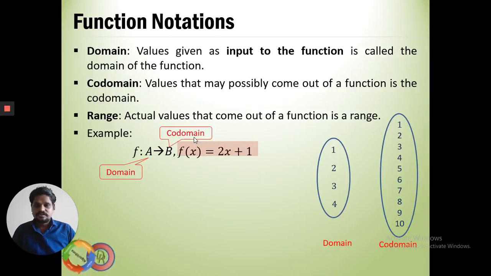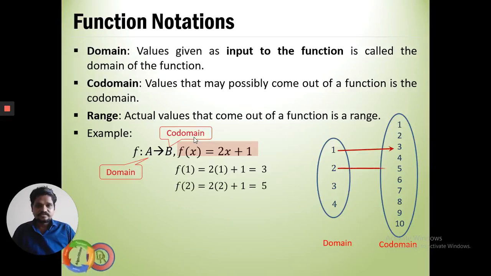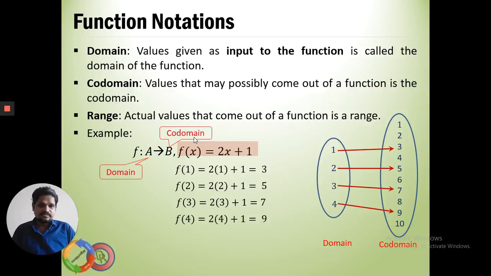So it is simplified to say here A is the domain, B is the codomain, because the function or relation is mapped from A to B. Now we will see how the function maps. If it is 1, then it will be 3; 2, then 5; 3, then 7. On the right-hand side, we are covering the range. Now 4 goes to 9. So here 3, 5, 7, 9 is the range.